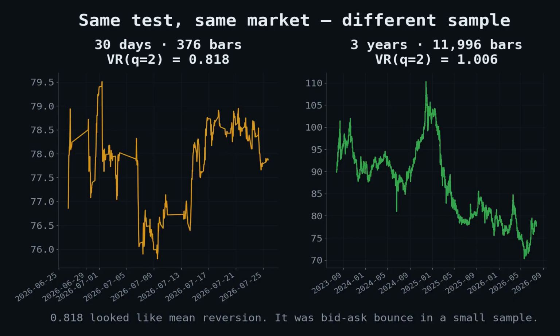Now, the part I want you to remember, because it nearly got me. My first data pool was 30 days, because that's the maximum the broker's API returns for hourly bars. On that sample, variance ratio at lag 2 came out at 0.818, below 1. Mean reversion, grid looked viable. It was noise. 376 bars is not a sample.